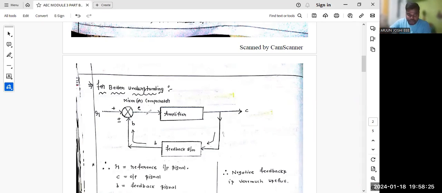I wrote this block diagram here. This round shape is nothing but a mixer. This is a normal amplifier. This is the output, students. This is a normal general amplifier, but here I'm going to use a general amplifier.